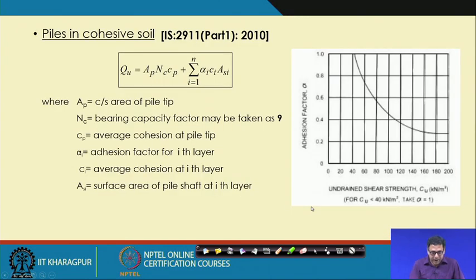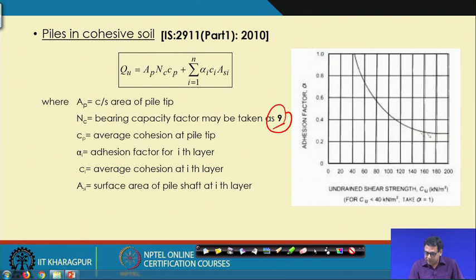Okay. And the IS code also recommends a similar type of expression. This is for different layers, so that is why they have given the summation. AP is the cross section of the pile tip, Nc is again 9, and Cp is the average cohesion at the pile tip, and Ci is the average cohesion of the different layers.